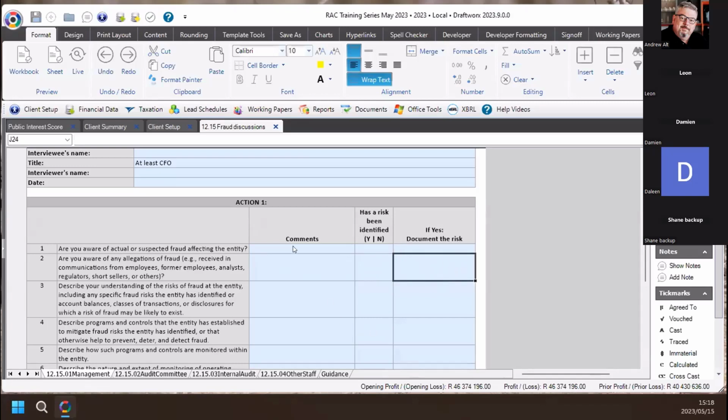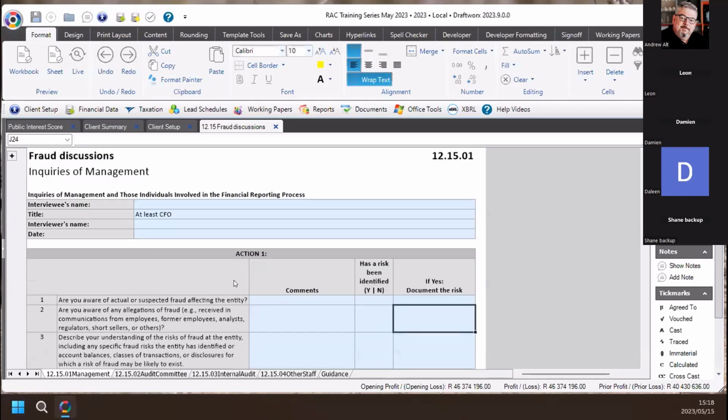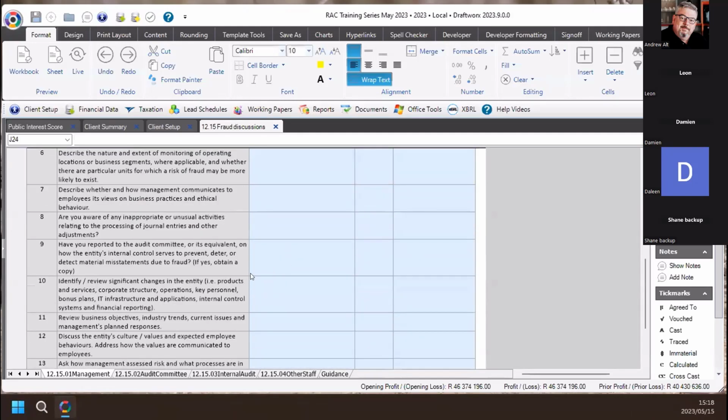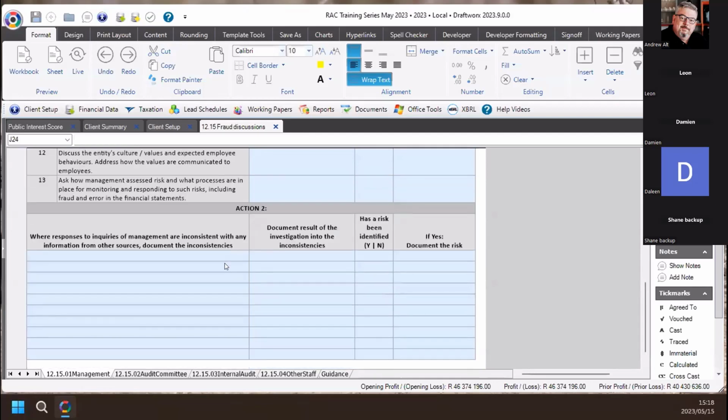Any risk raised in 12.15 is automatically considered a fraud risk, because this is the fraud discussion document. So if you're raising a risk that is not fraud, I'd recommend going and documenting that elsewhere. We're focusing here on fraud issues when we're going through this questionnaire.